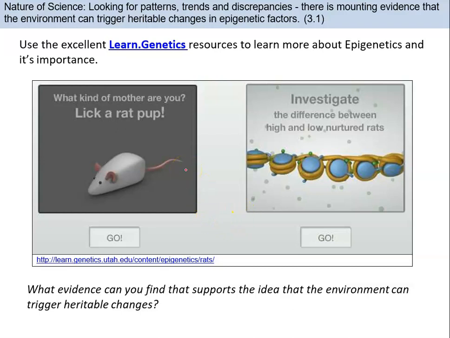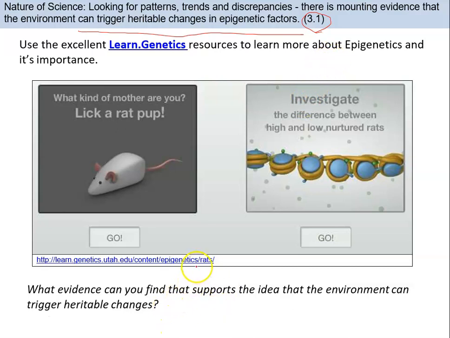Nature of science. Looking for patterns, trends, and discrepancies, there is mounting evidence that the environment can trigger heritable changes in epigenetic factors. This is why this topic is very important, because this is related to Unit 3. Also, we will discuss that there as well.